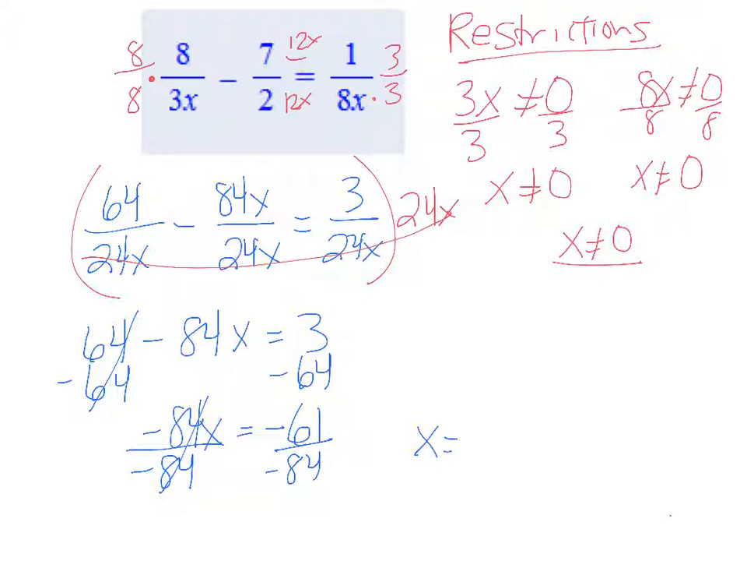And typically what they want is you to reduce that as much as you can. I don't think there's anything that will go into 61 and 84, but I do know that a negative divided by a negative is going to end up positive. So my final answer is just 61 over 84. So sometimes you're going to get some kind of ugly numbers. Now notice that that checks with my x can't be 0. Nope, I don't have 0, so that's going to be good for a final answer.